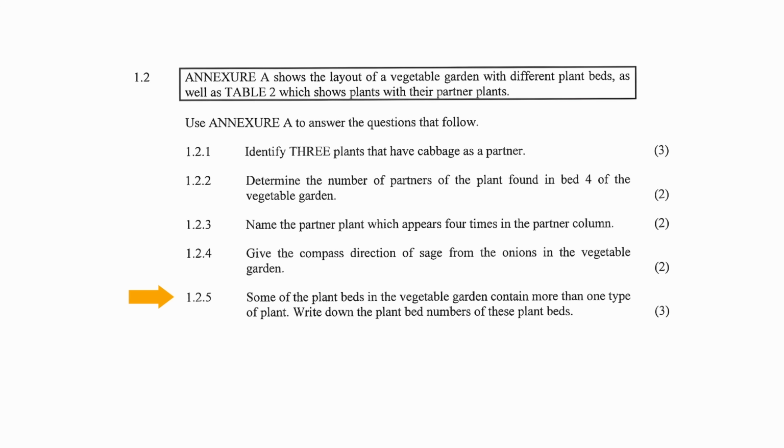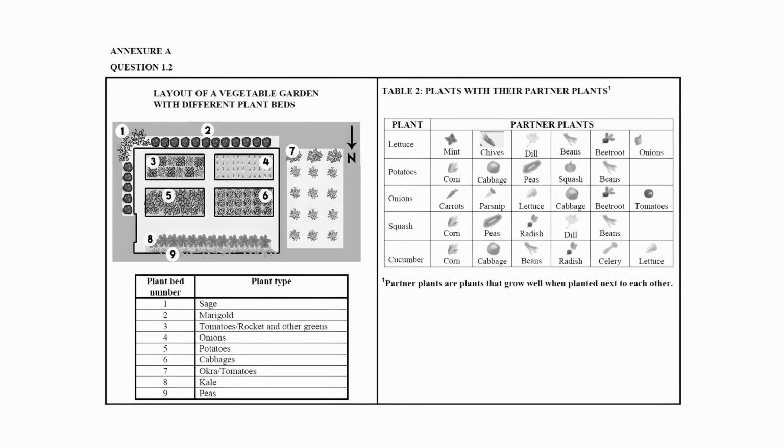In question 1.2.5, it is stated that some of the plant beds in the vegetable garden contain more than one type of plant. You have to write down the plant bed numbers of these plant beds. From the layout plan on Annexure A, we note that plant bed 3 and 7 have more than one type of plant.